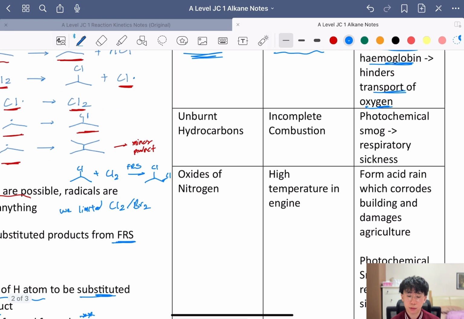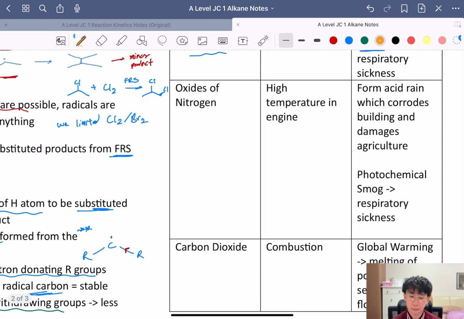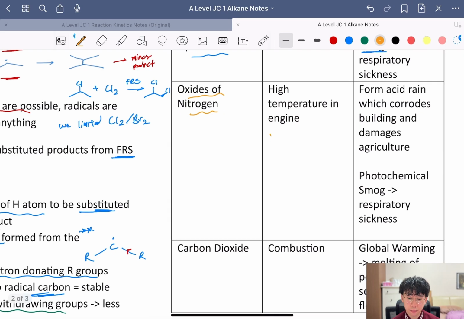Unburned hydrocarbons also come from incomplete combustion, and these can form photochemical smog which gives respiratory sickness. There's also oxides of nitrogen that are formed, and this is mainly because of the high temperatures in your engines. The high temperatures are able to break the N triple bond N. Because it's a triple bond, it requires a high amount of energy to break this bond. But once it's broken, these nitrogens can form your nitric oxides.